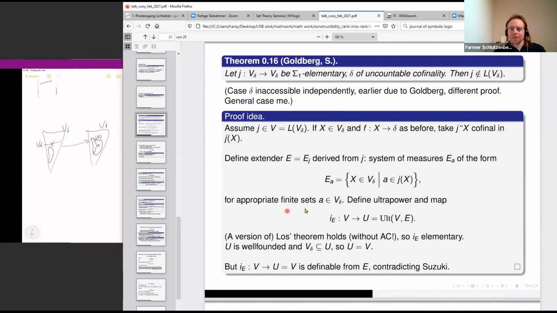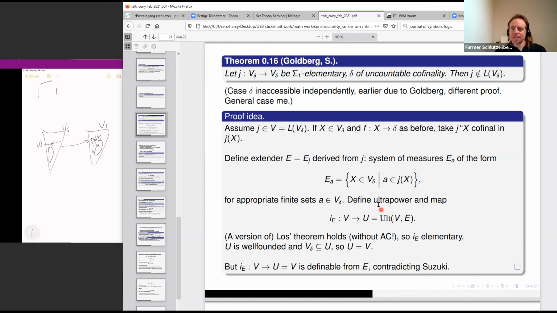There are different ways you can set this up, and I'll just say appropriate finite sets A in here. One has to decide what appropriate means and set this up a little bit carefully, but this is the basic point.